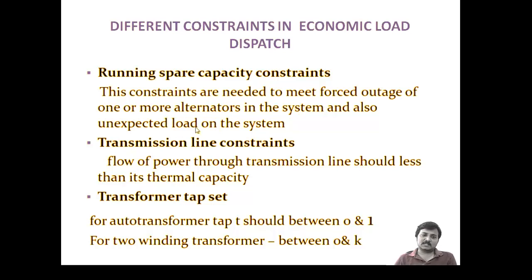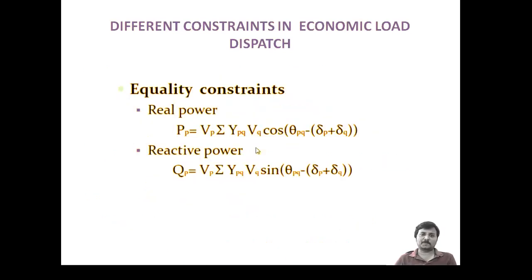Now another constraint comes from the transmission line. The power flow of the transmission line should be less than its thermal capacity. Another constraint is the transformer tap setting. The auto transformer tap setting T should be in between 0 and 1, and for a two winding transformer, it is also in between 0 and K, the transformation ratio. The equality constraints relate to real power and reactive power: the power generation value P, which is the generation value, and the reactive power generation value is one.